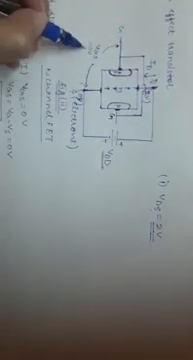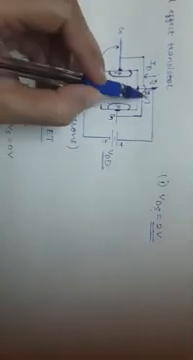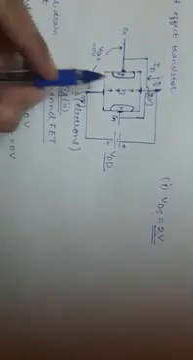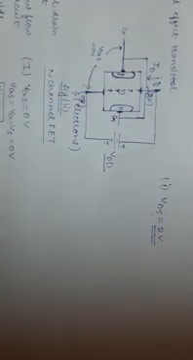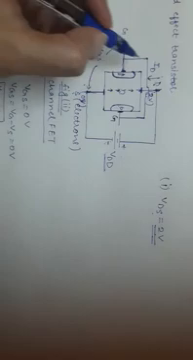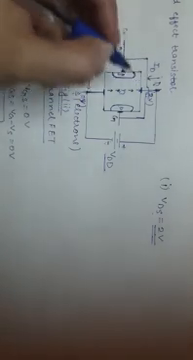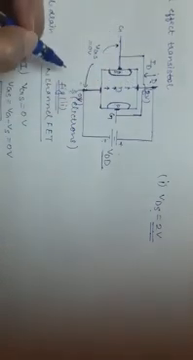The N-type material is connected with 2 volt and the P-type material is connected with 0 volt. So this PN junction will be in reverse bias, and if the PN junction is in reverse bias, then what will happen? The width of the depletion layer increases.